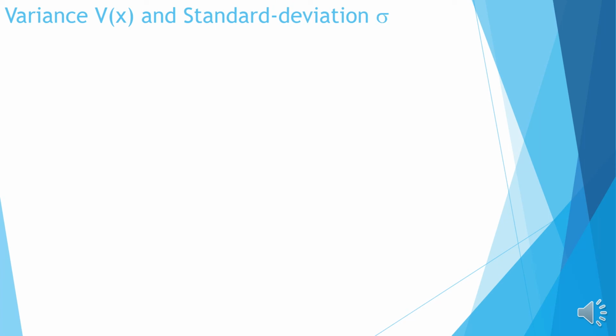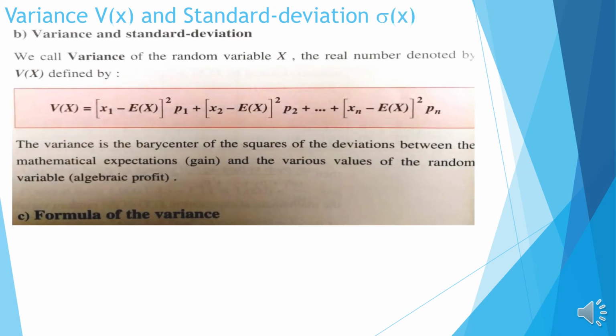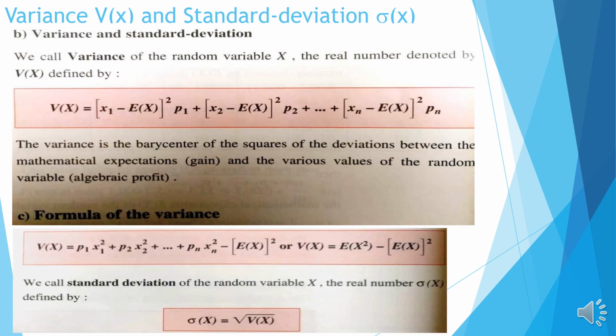The variance and the standard deviation. كمان what is the variance? The variance of the random variable denoted by Vx اللي هو the value minus Ex, the first value minus Ex كلها square times P1, the second value minus Ex square times P2 and so on. خلينا ناخذ فورمولا أسهل من هيك.